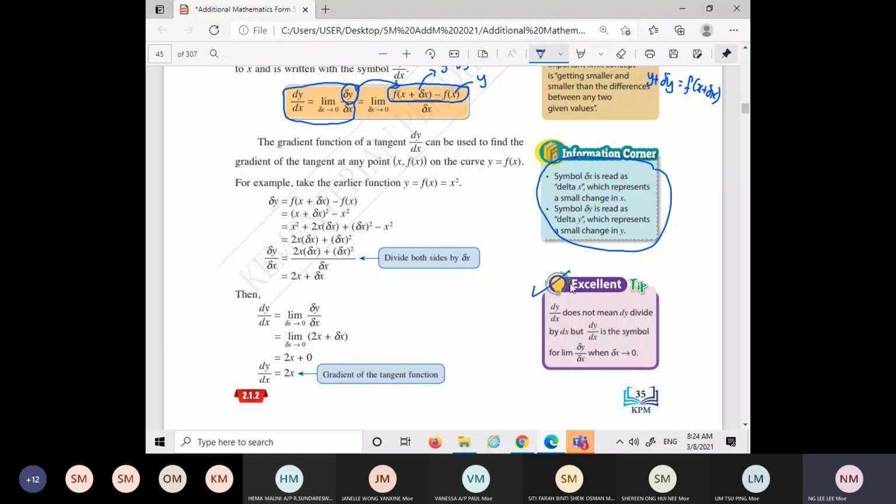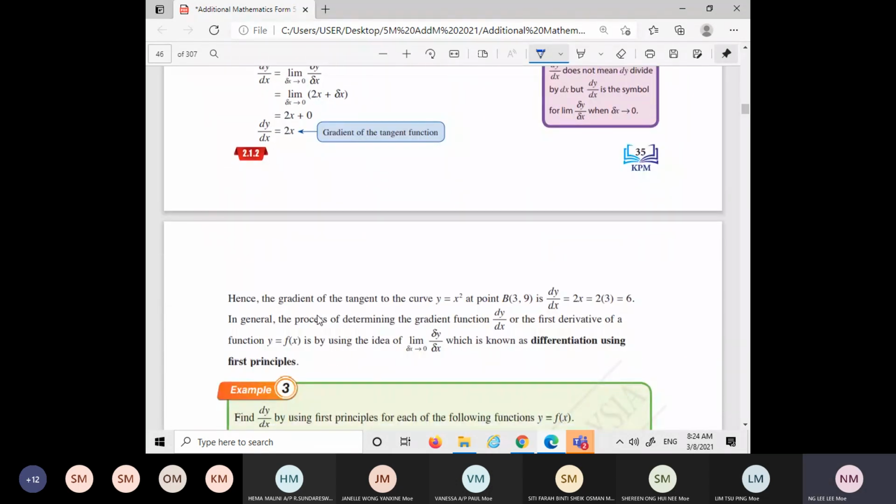One more for you. dy/dx does not mean dy divided by dx, but dy/dx is the symbol for the limit of del y over del x when del x approaches 0. This one I think you know. dy/dx is not the meaning of dy divided by dx. So this part, afterwards I will go explain to you.